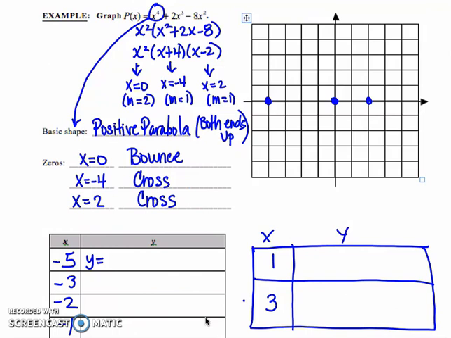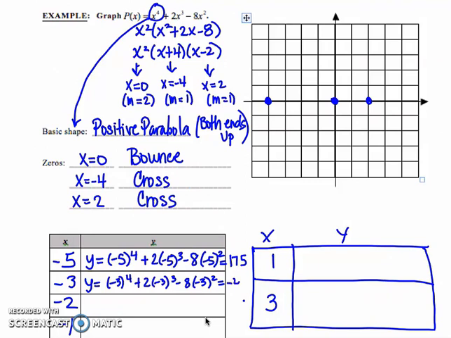So when we plug our x values in, we're going to have negative 5 to the 4th plus 2 times negative 5 cubed minus 8 times negative 5 squared. We do the math on that, and that gives us 175. Okay, when x is negative 3, y is going to be equal to negative 3 to the 4th plus 2 times negative 3 cubed minus 8 times negative 3 squared, which gives us a value of negative 45. So there's that plunge below the x-axis because we know it's going to cross at our 0, negative 4.